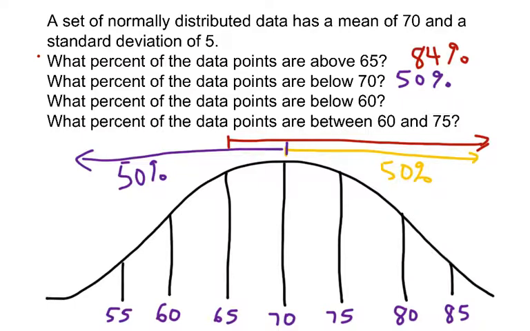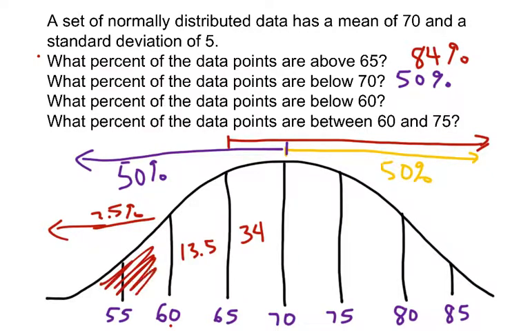The next question, what percent of the data points are below 60? Now we've got to think about this for a minute and think about our little individual regions. There's 34. This is the 13.5, and then from here all the way back to the end is 2.5. So less than 2 standard deviations below the mean is this piece of my graph right there, which is 2.5% of the data points.